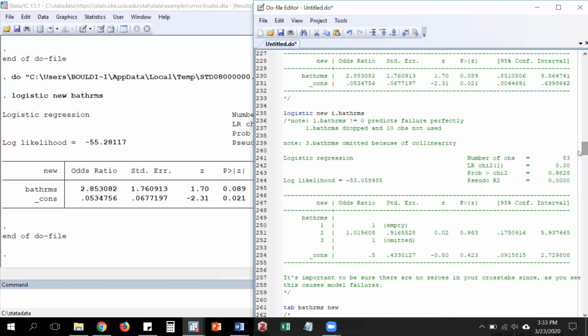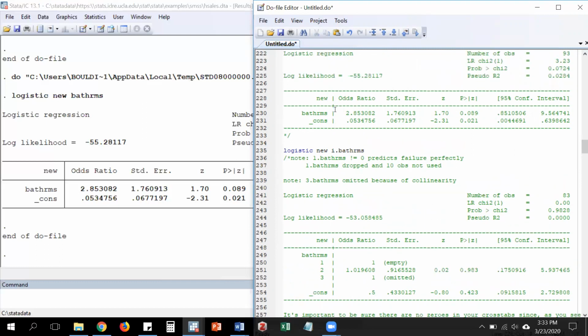But actually a better way to run this, a better way to include categorical variables in models, is to precede the variable name with an I and a period. And so we might decide to do that here because bathrooms, it is a count of the number of bathrooms, but there are only so many bathrooms a house can have. So maybe you want to say, I want to know, 1 versus 2 bathrooms or 2 versus 3, not just any 1 unit increase in bathrooms.